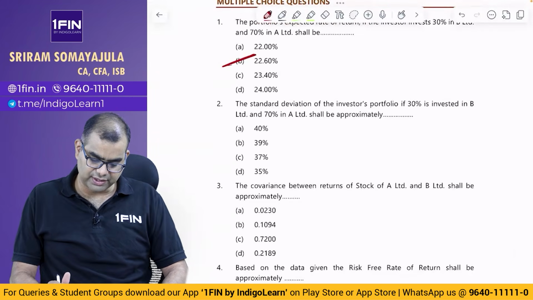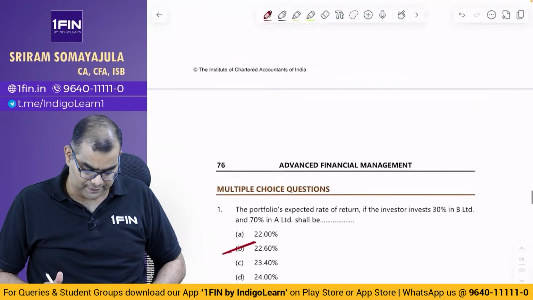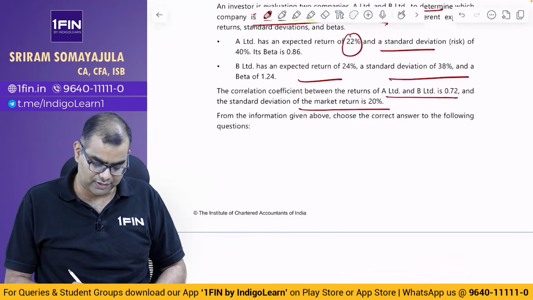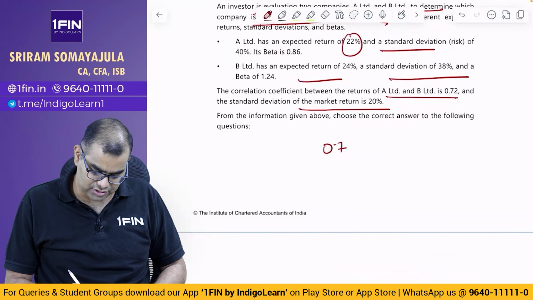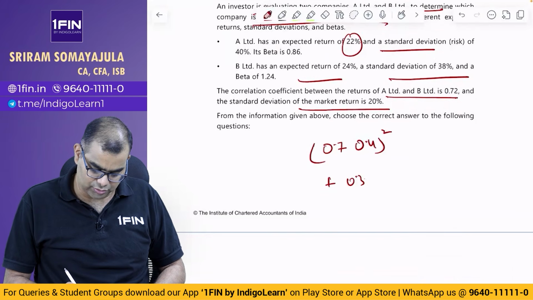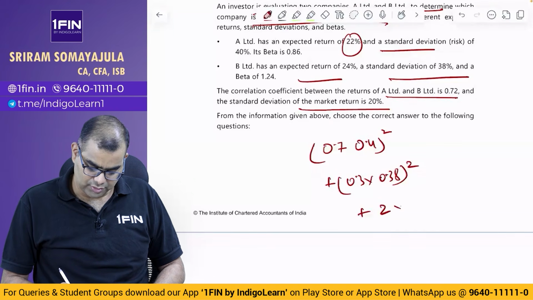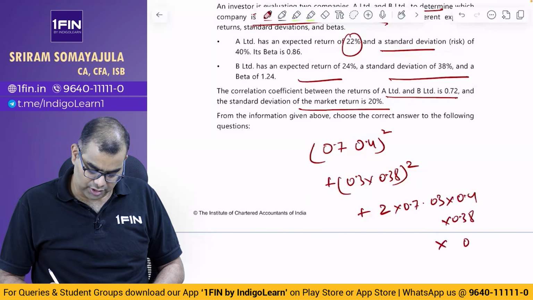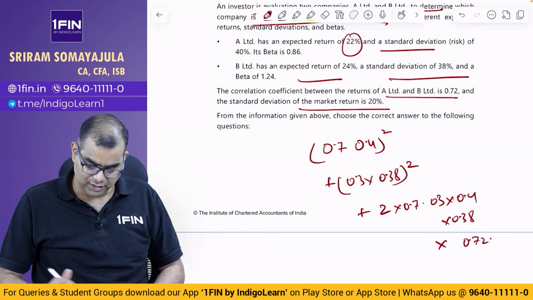Standard deviation of investor portfolio, 30% invested in B and 70% in A. Now, what is the standard deviation? Standard deviation is the (a plus b) whole square formula. That is W1 sigma 1, 0.7 into 0.4 whole square plus 0.3 into 0.38 whole square plus 2 into 0.7 into 0.3 into 0.4 into 0.38 into 0.72, under root of this whole thing.